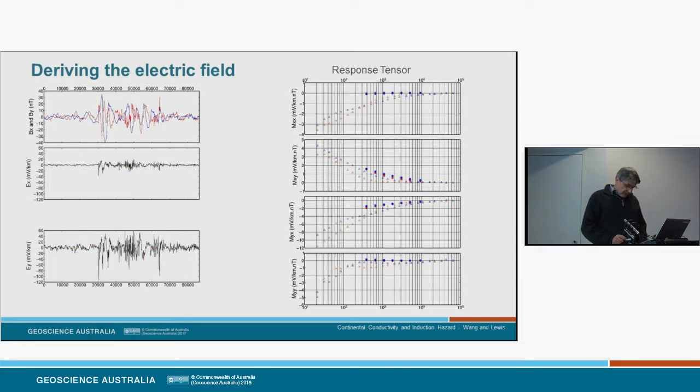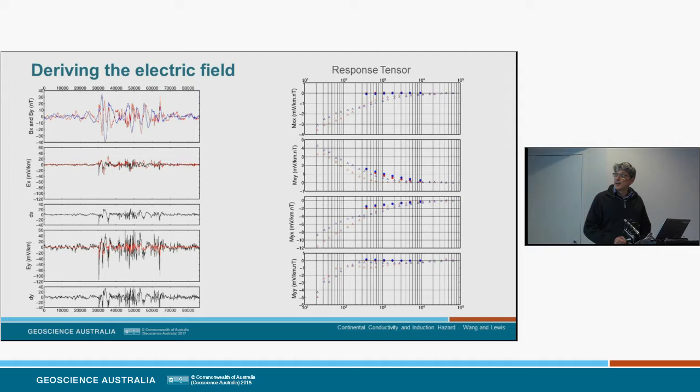So we then used the measured magnetic field and the response tensor from our 3D electrical model from the Alice Springs area to again derive the electric field. And the response tensor from the model is shown as the dots, the real and imaginary parts, the blue and the red. And we derived the time series electric field using those data, and again overlaying here. And not such a good fit.